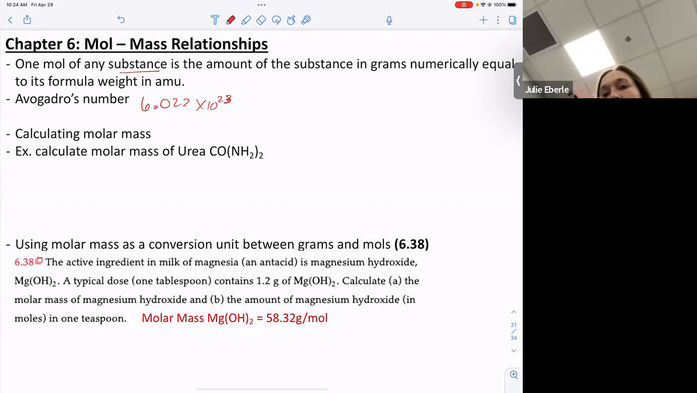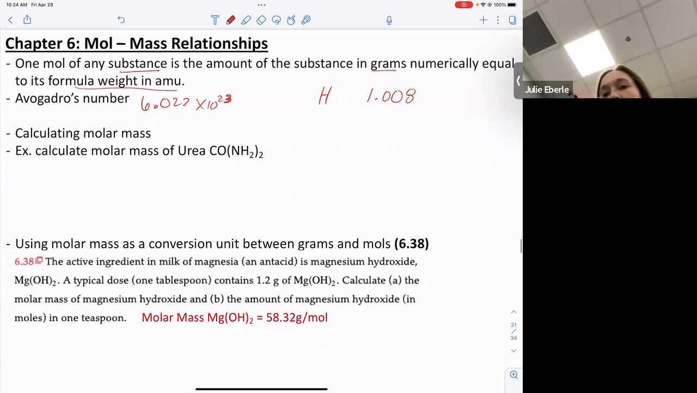So we said 1 mole of any substance is the amount of the substance in grams that's numerically equal to its formula weight in AMUs. For example, if I have hydrogen, if we look at the periodic table, the number on hydrogen is 1.008. This is the atomic mass. Well, I should just write H, hydrogen, by itself, not H2. It does exist as a diatomic, but then its mass doubles. So we're just looking at a single atom of hydrogen. Its formula weight is 1.008 AMUs. But if I have this many grams of hydrogen, I have a mole of hydrogen atoms. That's what that's saying. Okay, and you do that for any substance.